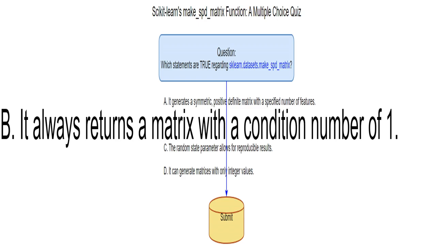This statement is incorrect. While the make_spd_matrix function aims to create well-behaved matrices, it doesn't guarantee a condition number of exactly 1. The condition number measures how close a matrix is to being singular, not invertible. A condition number of 1 indicates a perfectly conditioned matrix, which is rare.